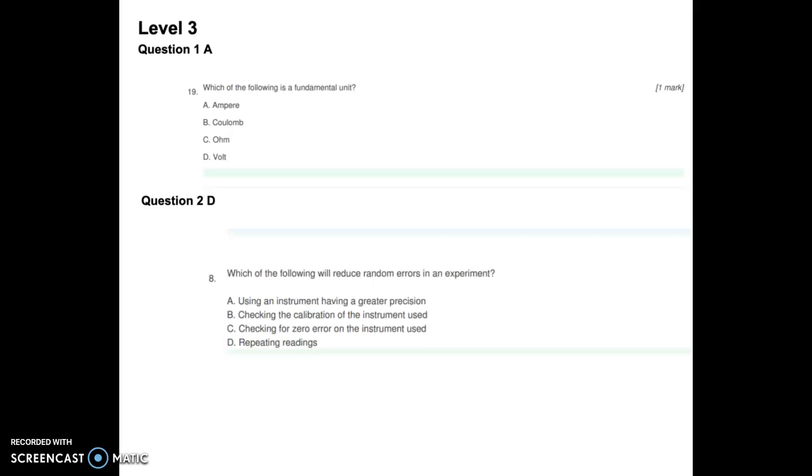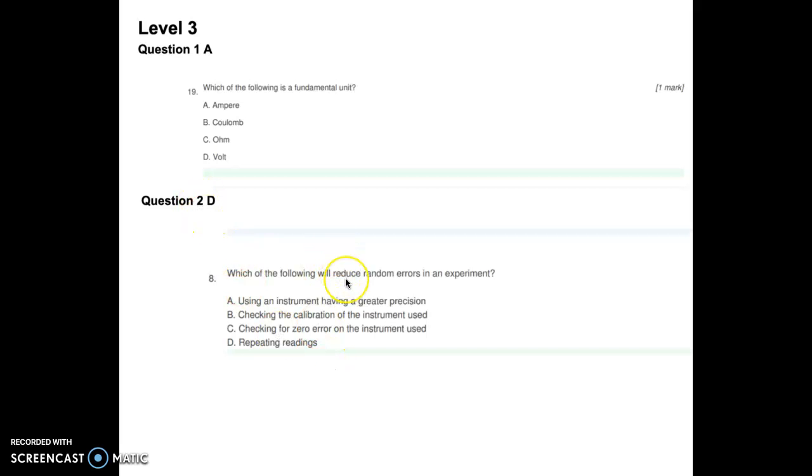So here are the answers to the test for topic one. The first one is base units. Which of the following is a fundamental unit? The answer is the ampere. This is an easy question because it involves just remembering the base units, something you must learn off by heart.